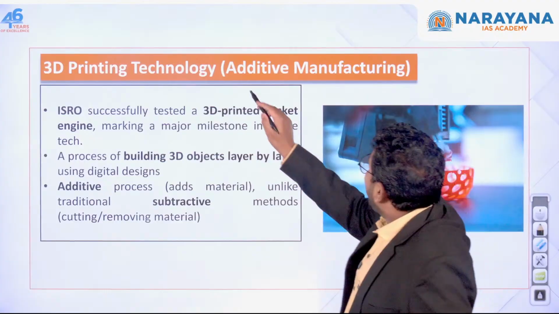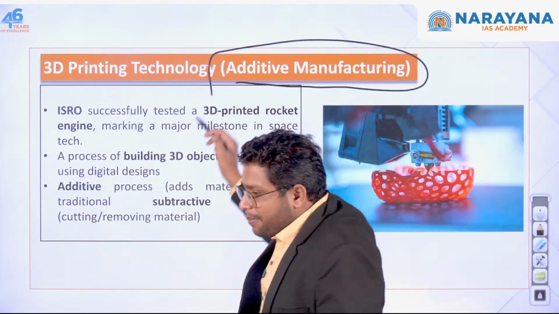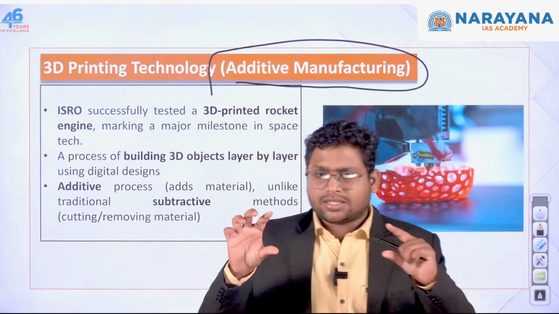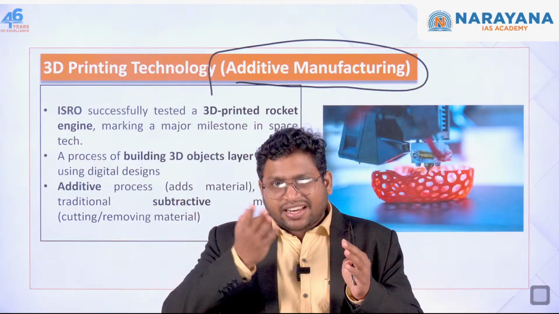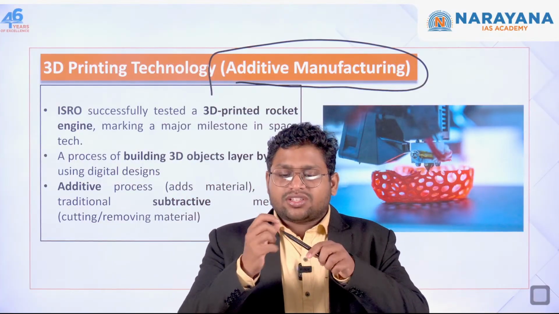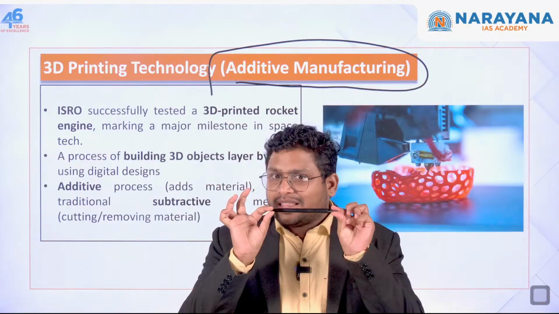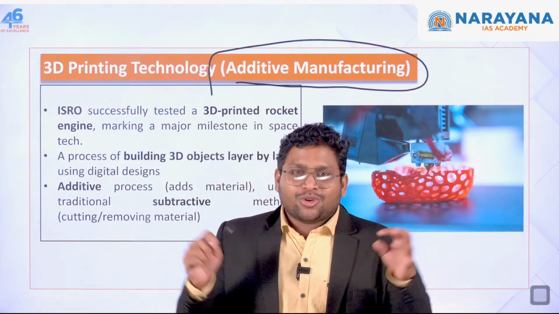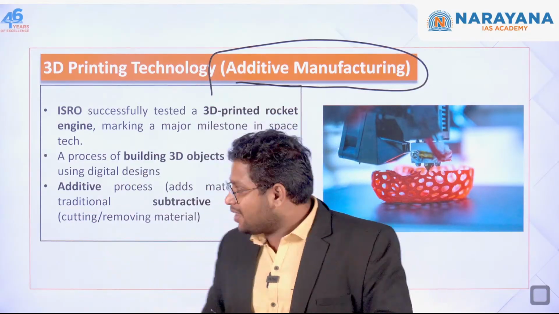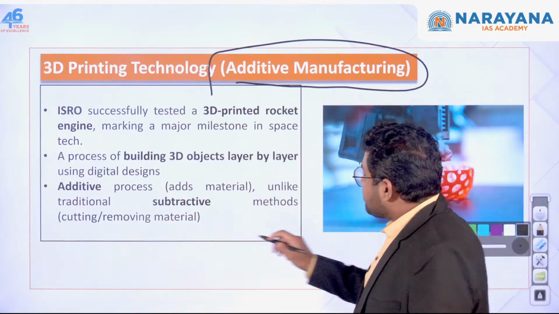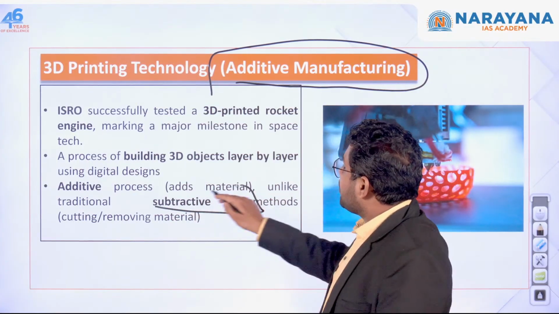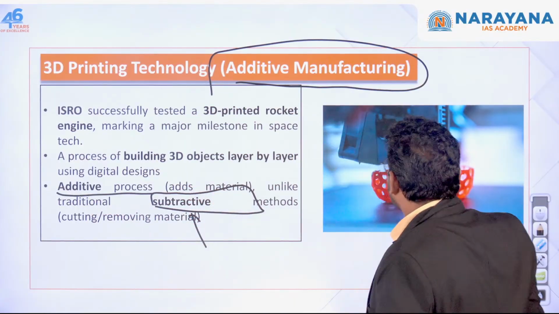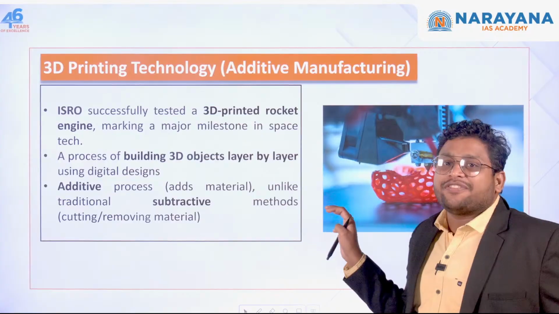Now we use this term additive manufacturing because when we manufacture something, let's say we are making this pen, we take some plastic and start cutting it in such a way that I can make this pen. When you're cutting, you're subtracting the material. You're not adding any material, you're removing it. Such a thing is a subtractive method. So instead of subtracting, we are adding stuff. That's why we call it an additive process, or additive manufacturing.